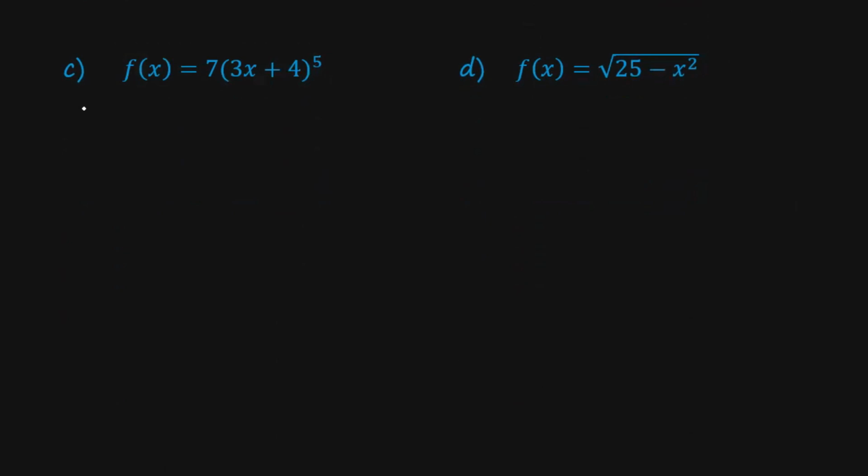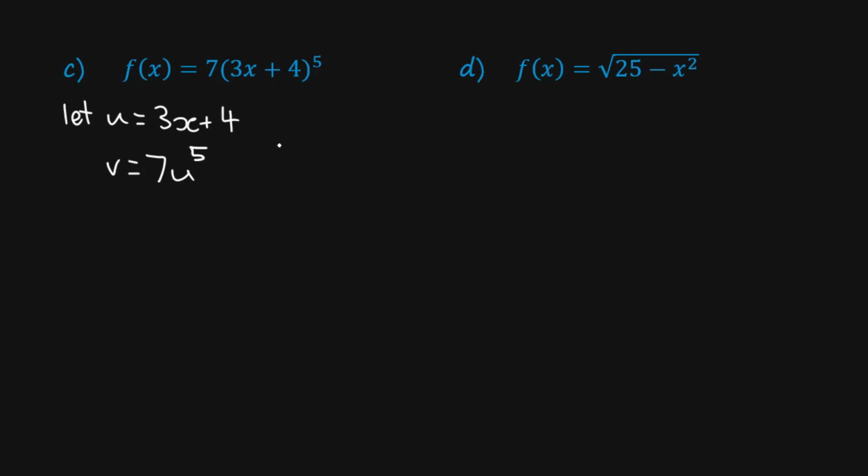For the first one, I'm going to let u equal the inner function there, so it's going to be 3x plus 4. That's just the inner function. And then v is going to equal 7u to the power of 5. It's just a 7, and then I know that u is 3x plus 4, to the power of 5.